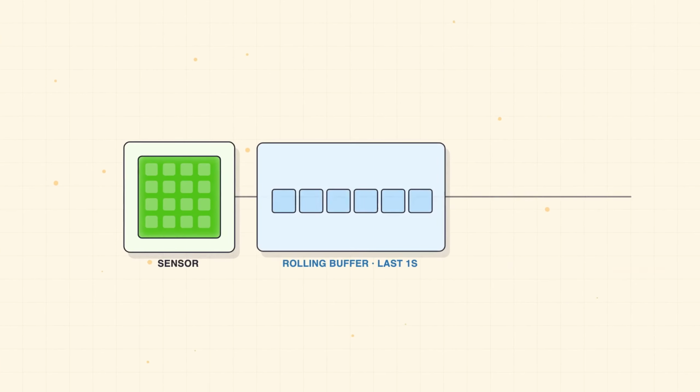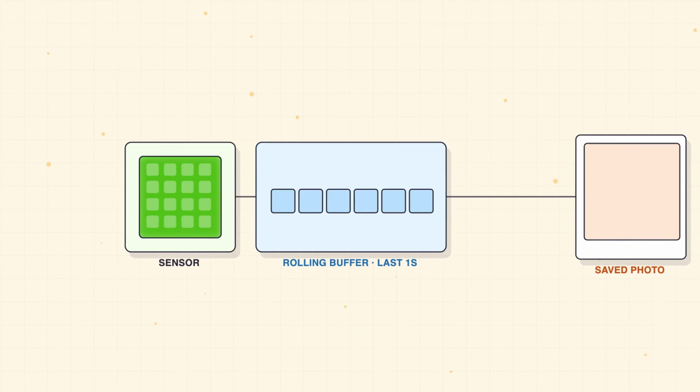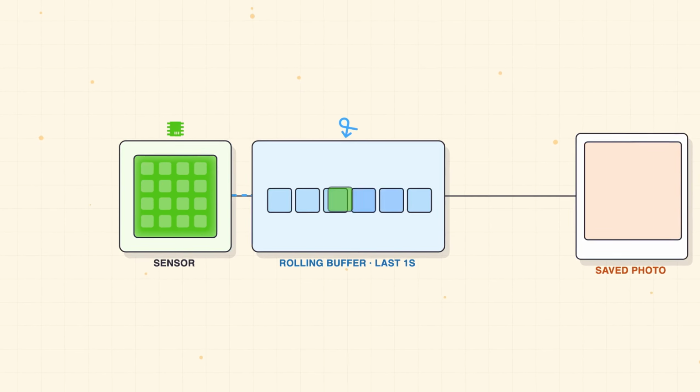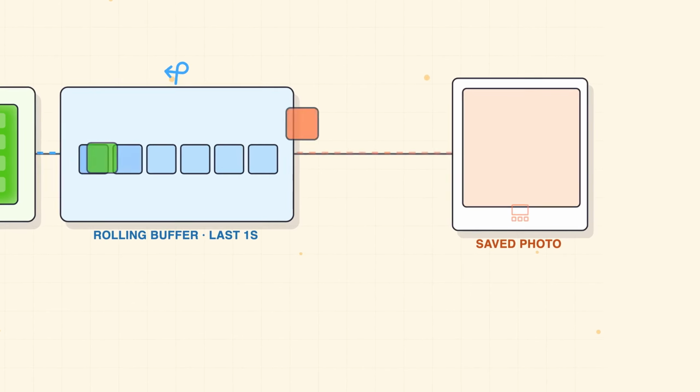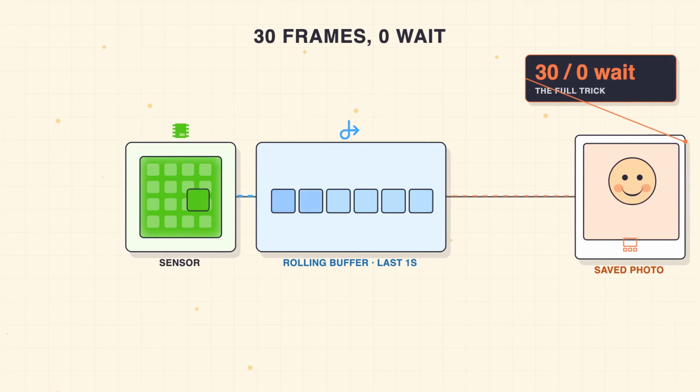Now the whole thing clicks. Zero shutter lag was never about the camera being fast. It is about the camera being always on and letting you reach backward. The sensor streams 30 frames a second the entire time the app is open. The phone quietly keeps the last second of those in a rolling buffer. And when you tap, it does not go take a picture. It reaches into that queue and hands you a frame it already had. That is the 30 frames, zero wait promise.